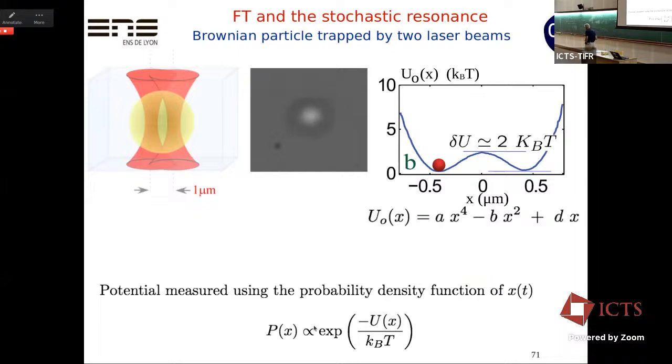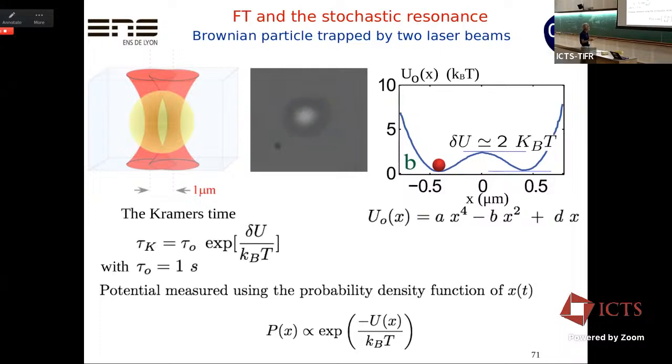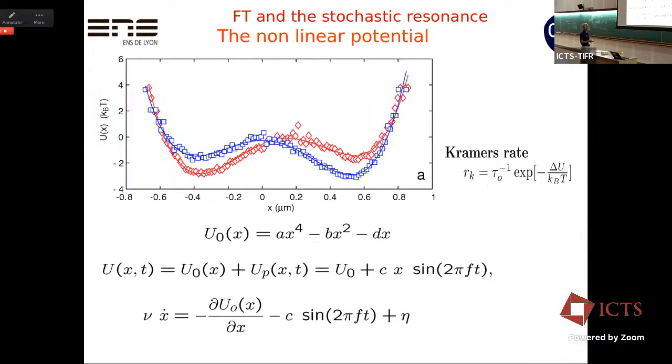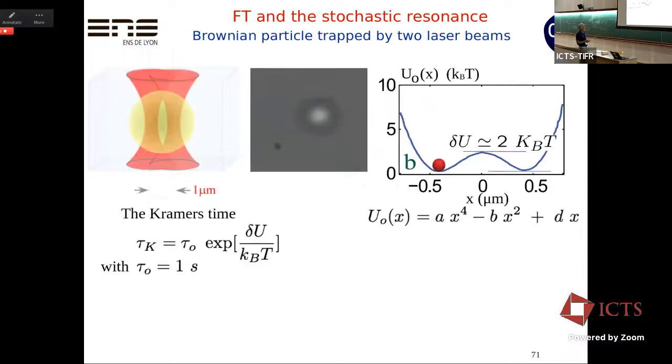Okay, so the point now is the following. Suppose that I have a particle that is trapped in a strongly nonlinear potential. Till now we had a harmonic oscillator, so everything was linear in terms of the force. This is, as I said the last time, the Kramers time, the time in which the system jumps between the two wells.